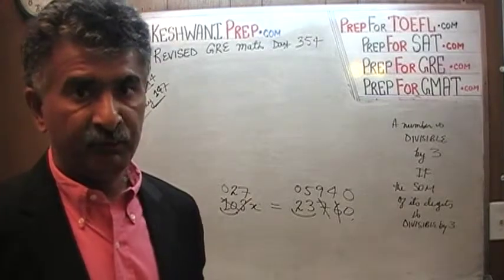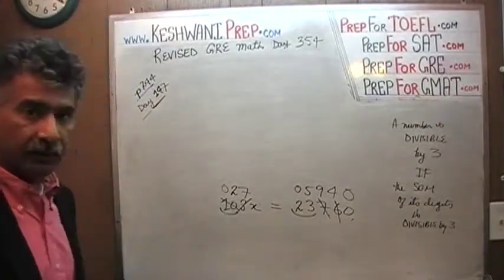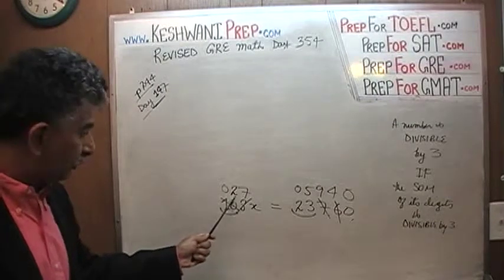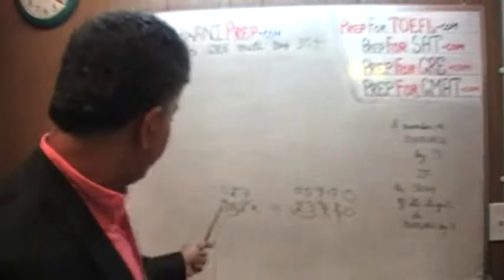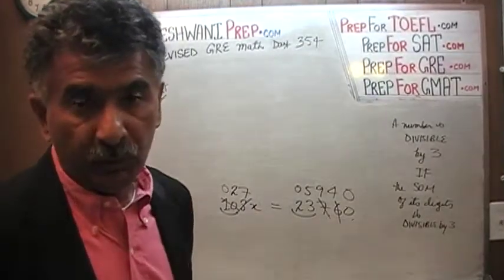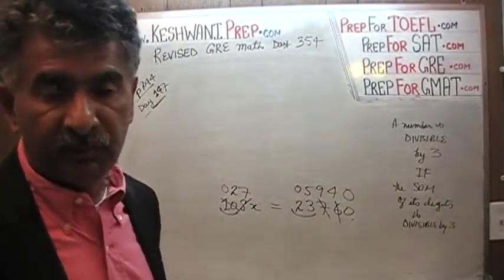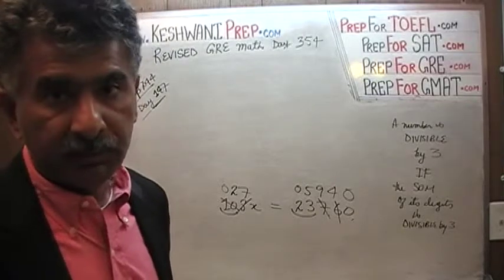If the sum of the digits of the number is divisible by 3, then the number itself is divisible by 3. For example, here we have 27. The sum of the digits is 2 plus 7. 2 plus 7 is 9. Since 9 is divisible by 3, therefore 27 is divisible by 3, which of course we knew already because 27 is a very small number. We can see just by looking at it that it is divisible by 3.